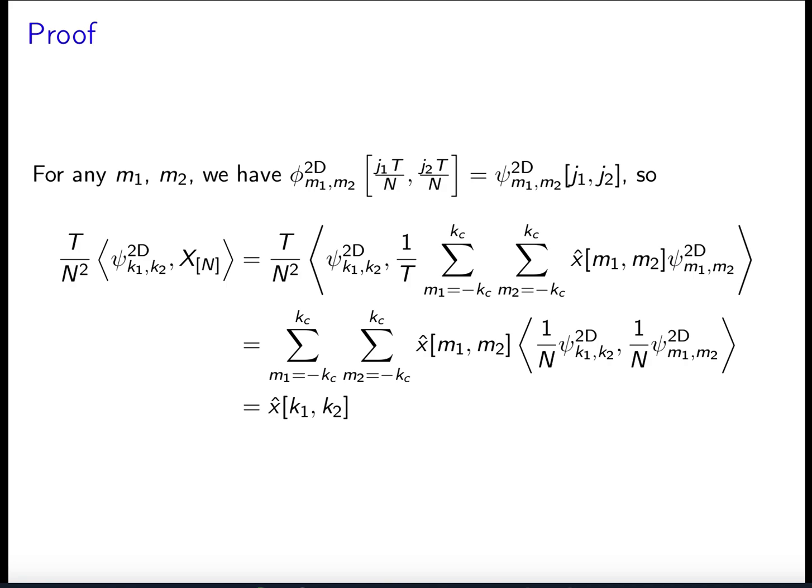actually here I have to tell you I've forgotten the T over n squared. Basically again all of this is 0 except when k1 is equal to m1 and k2 is equal to m2, so we recover the original Fourier coefficients. I've gone a little bit quickly through this because the argument is essentially the same as in one dimension.